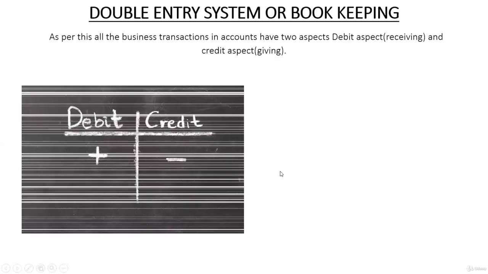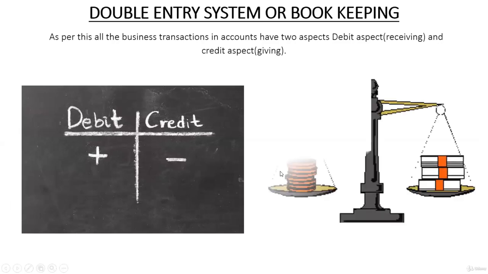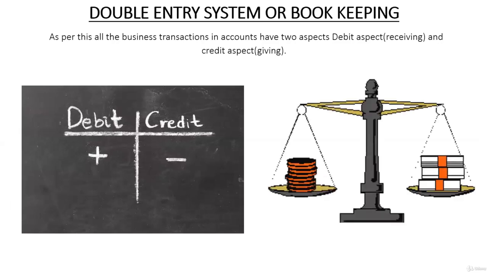Now the second thing we have to discuss here is the double entry system of bookkeeping. Whenever you talk to someone about accounts, they use the words double entry system and bookkeeping again and again. So why do they use this word double entry? Whenever any business transaction happens, it has two effects. One is on the debit side and another is on the credit side.